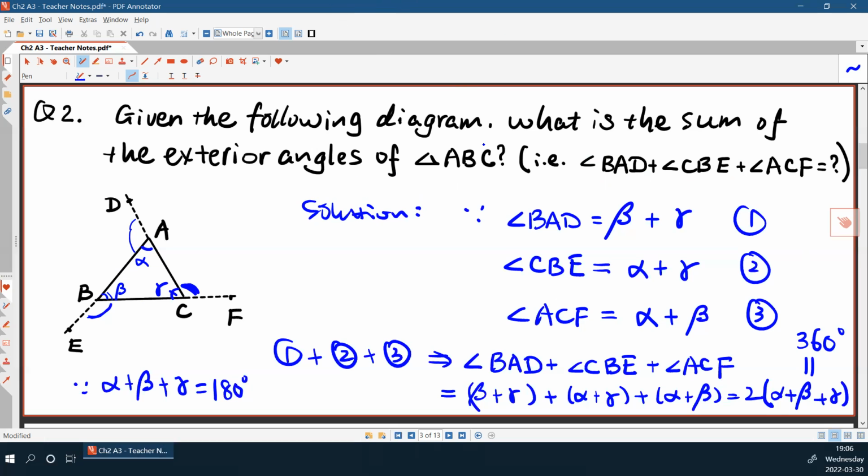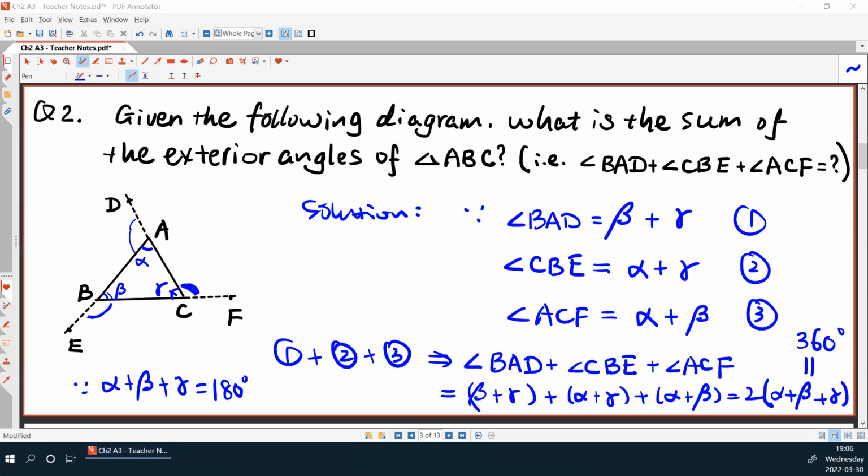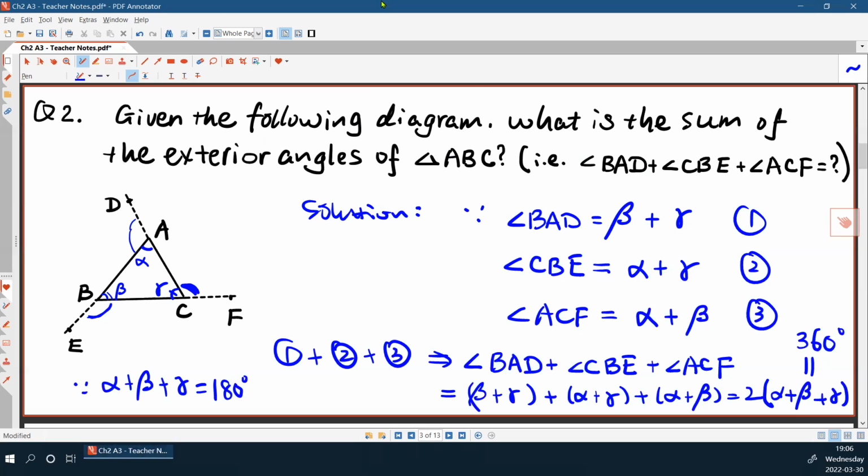All right, have a look at this question and let me know if you finish, okay? I'm done. All right, well, let's have a look at the next one.